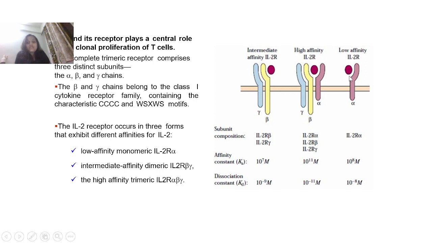Here, as you can see, the affinity constant is highest in the case of alpha, beta, gamma, at 10 to the power 11 molar. The intermediate is 10 to the power 9, then the low affinity is 10 to the power 8. But the dissociation constant is lowest in this case, then comes the intermediate affinity receptor, then the low affinity receptor. As I already told, the lower the dissociation constant, the higher the affinity.